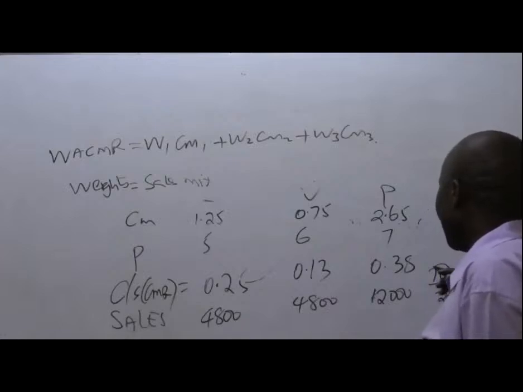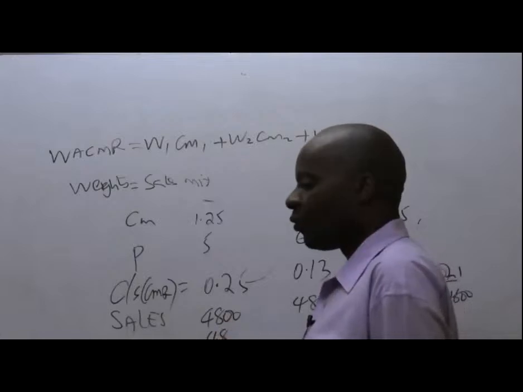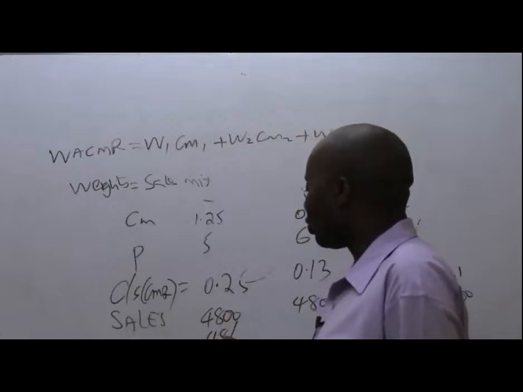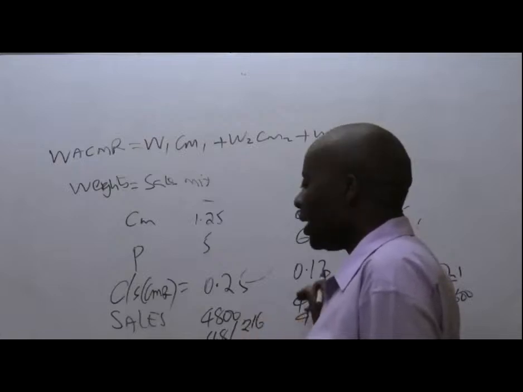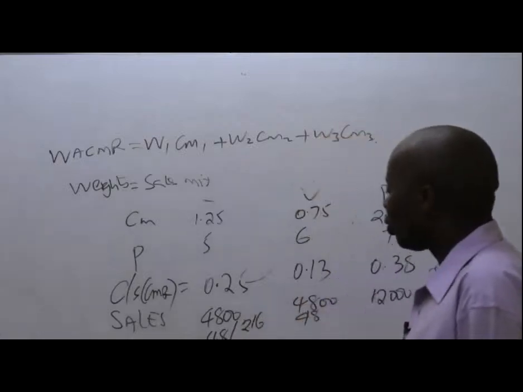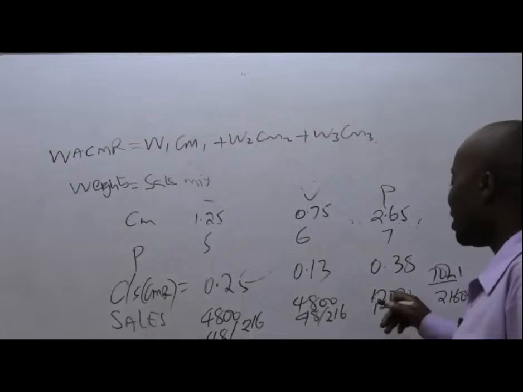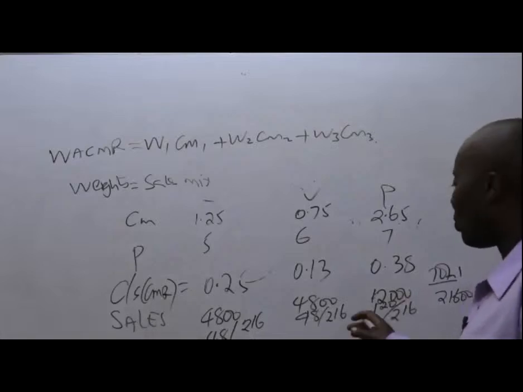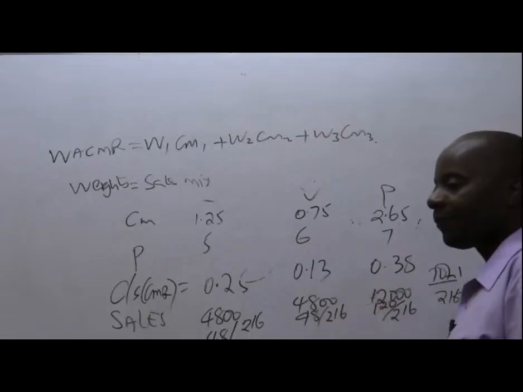Meaning, ladies and gentlemen, that the weight of S will be 48 out of 216. This as well will be 48 out of 216. This will be 120 out of 216. So what I've done is to chop off the 2 zeros.